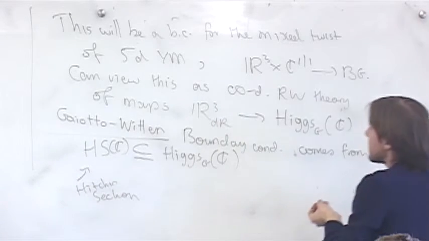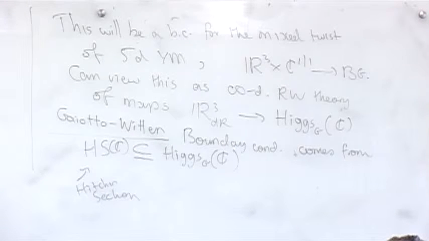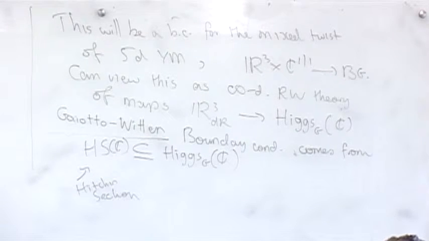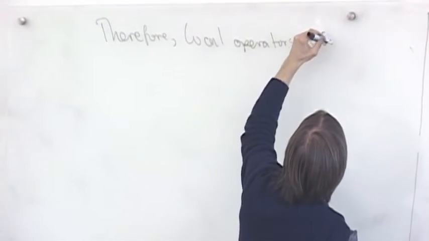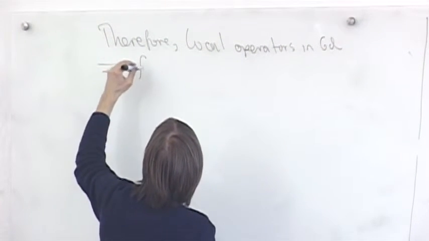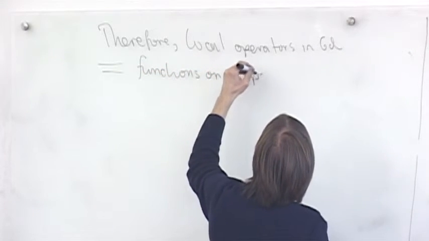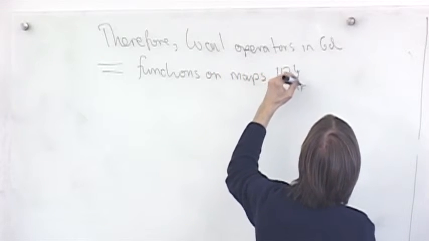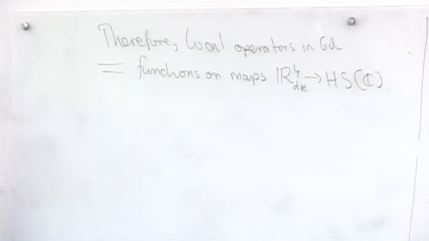Okay, so what we need to check is that if I take our 6D theory, so this is a picture of local operators of the 6D theory. Therefore, local operators in 6D are going to be functions on maps from R4 to RAM to the Hitchin section on C. And if you believe physics, this is really a proof because we really have lost absolutely nothing by reducing along a topological circle.